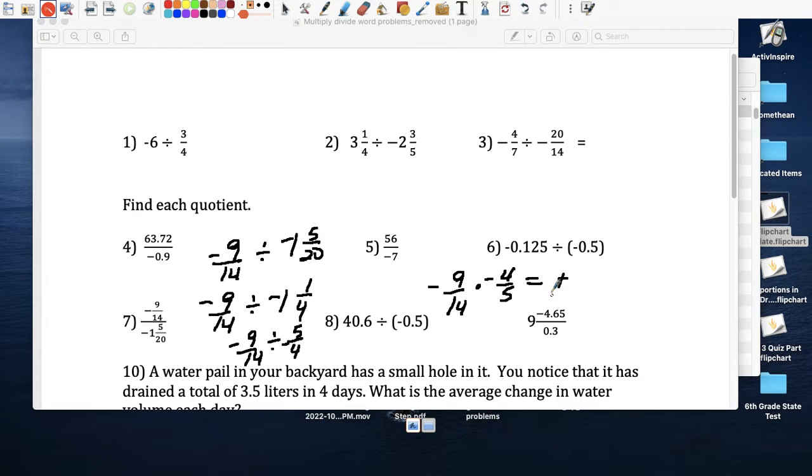The 9 and 5 can't simplify. But the 4 and 14, I can divide both by 2. 9 times 2 is 18, and at the bottom, 7 times 5 is 35. So, all that. You didn't have to simplify the 5/20 to 1/4, but it just makes life easier. Okay.